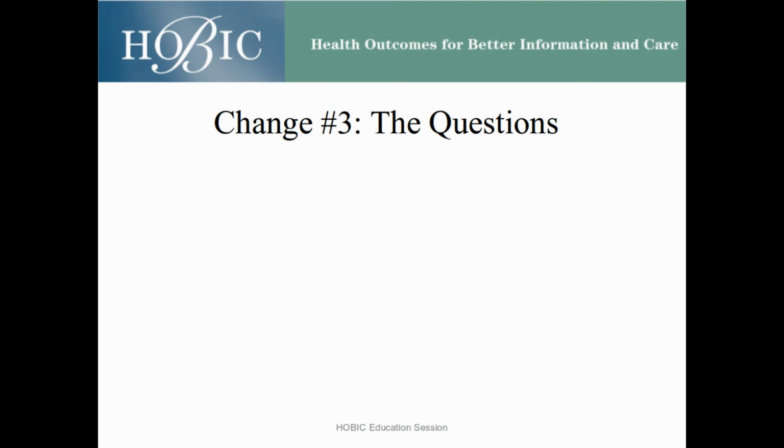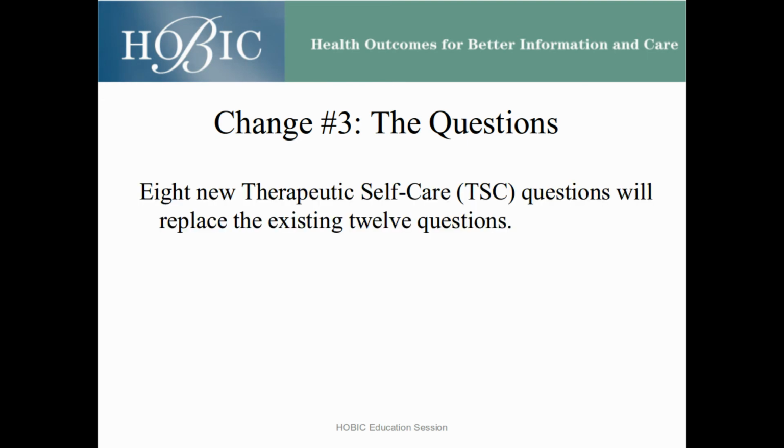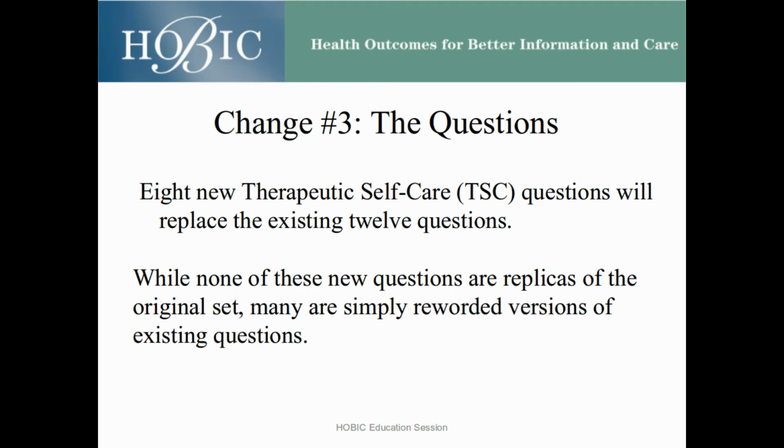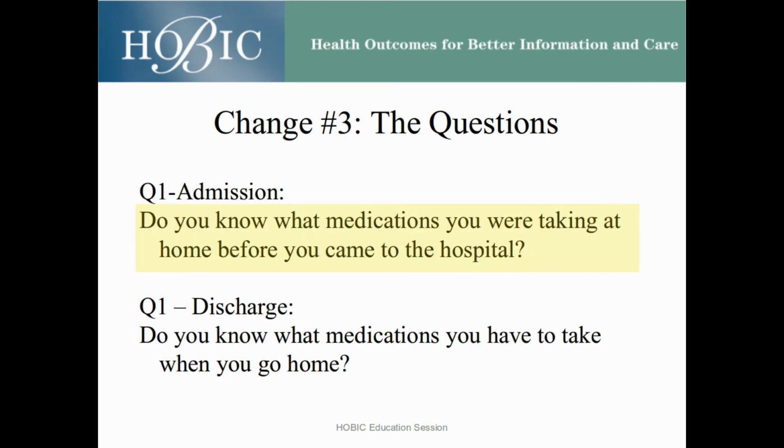The number of questions in the scale has been reduced from the original 12 down to 8. While none of the new questions are exact replicas of the original set, many are simply reworded versions of the existing questions. As previously described in this video, one question will be asked on admission and a slightly different version asked on discharge. Question 1 asks, "Do you know what medications you were taking at home before you came to the hospital?" While the question 1 discharge asks, "Do you know what medications you have to take when you go home?"